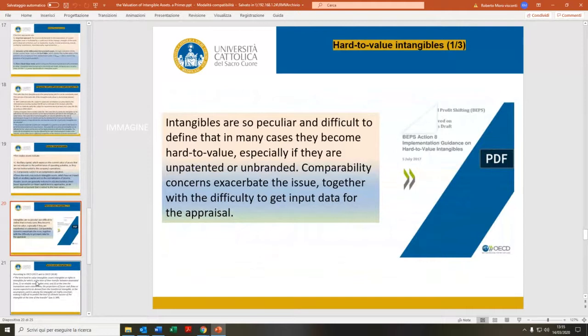We also have, for example, a concept quoted many times in a project by the OECD, again, on how to value intangibles. These are intangibles that are so peculiar, so strange, so sophisticated that they are difficult to define, and in many cases they become hard to value, especially if they're not patented or branded. Comparability is very difficult.